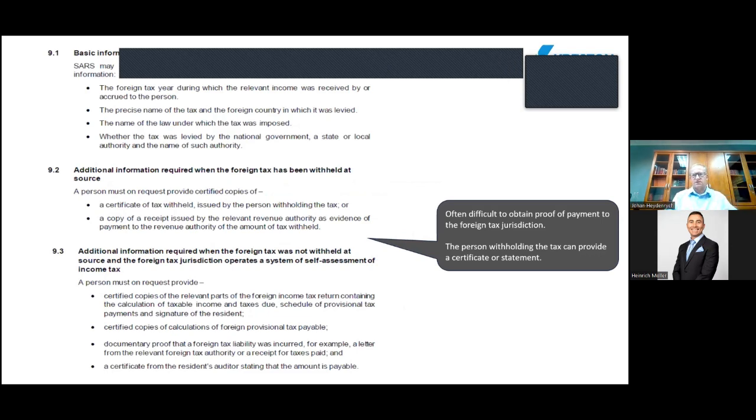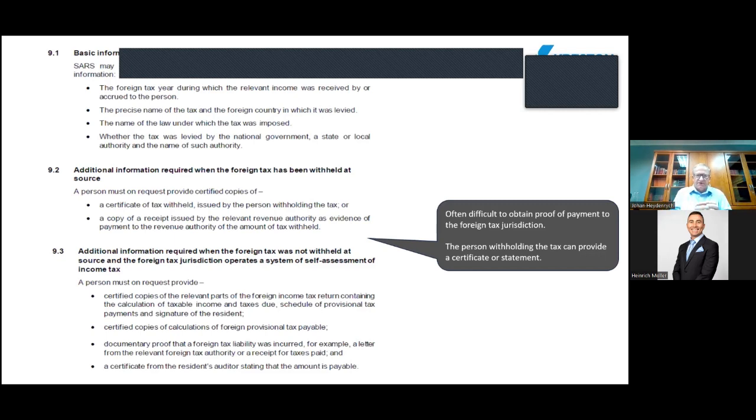So in Switzerland, you'll have all these canton taxes that they pay. In America, you have all the different state taxes that you pay. So SARS need to be in a position to evaluate whether or not it is a tax paid to a foreign government. All right. Additional information required when the foreign tax has been withheld at source.